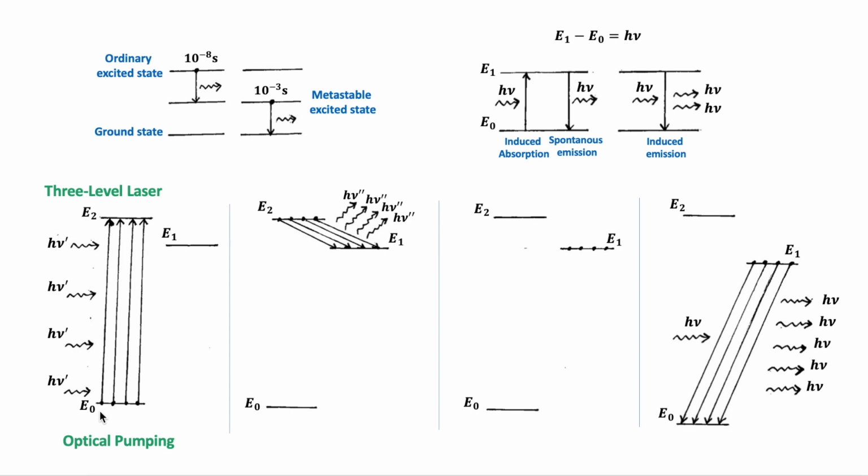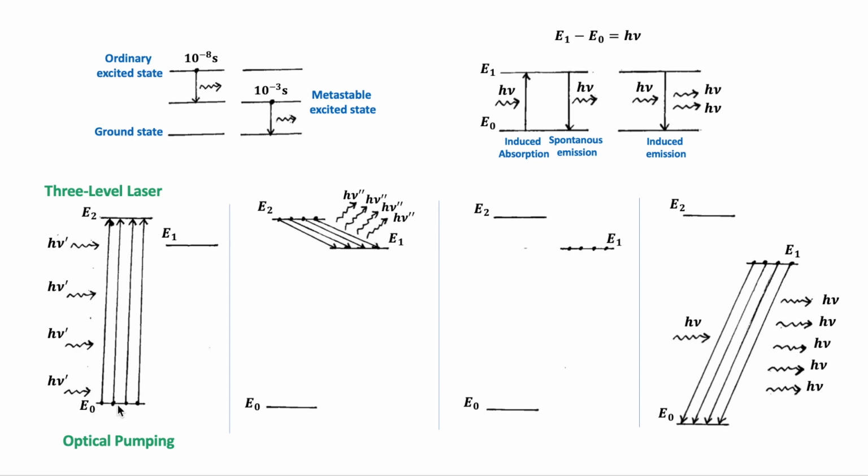So this transition from E0 to E2 is induced absorption. And E2 here is an ordinary excited state with a short lifetime of about 10 to the minus 8 seconds. So after the atom is excited to E2, it will spontaneously decay to E1, where E1 is the metastable state. So the next step is that the atom is now in the metastable state E1, which has a longer lifetime than the ordinary excited state E2.